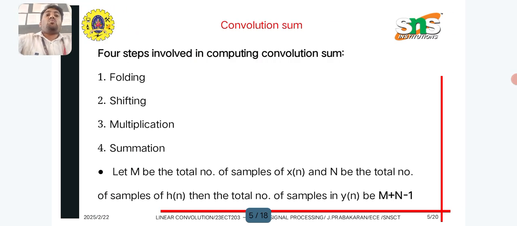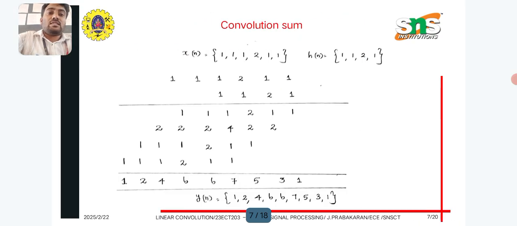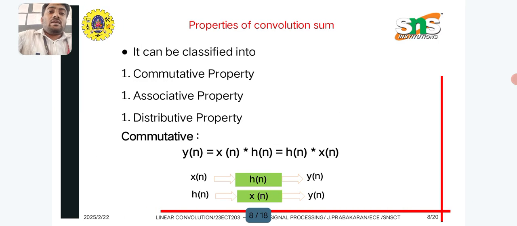Four steps are involved in computing the convolution sum: first is folding, second is shifting, third is multiplication, and the final step is summation. These are the four steps involved in convolving two sequences. The graphical representation we will discuss later.